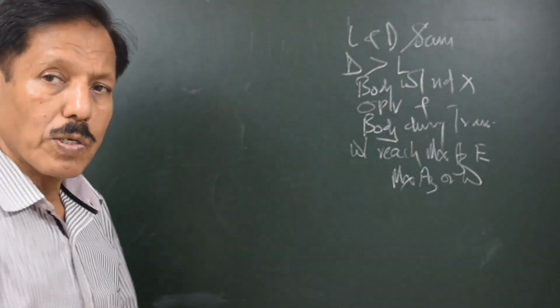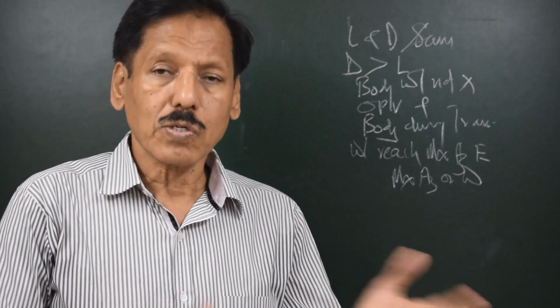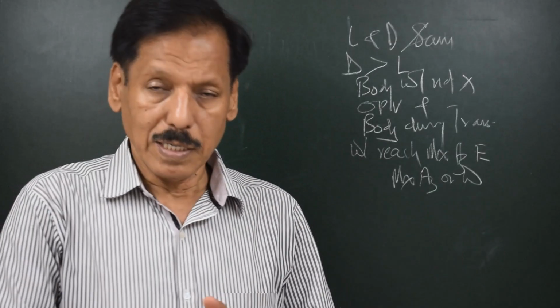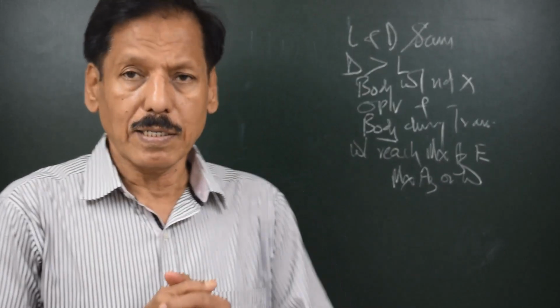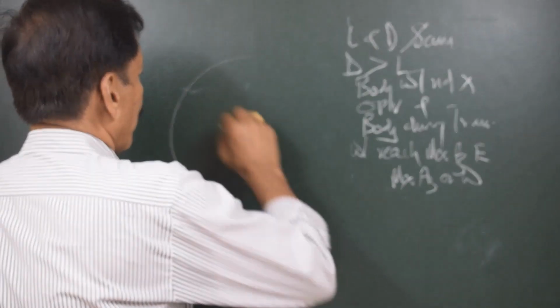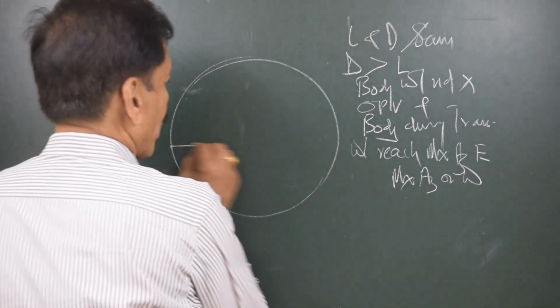So whenever a question talks about the body attaining maximum azimuth on the east or west, it indirectly tells you that latitude and declination are of same name and declination is more than latitude. Let's say I will decide the numerical after I draw the diagram.